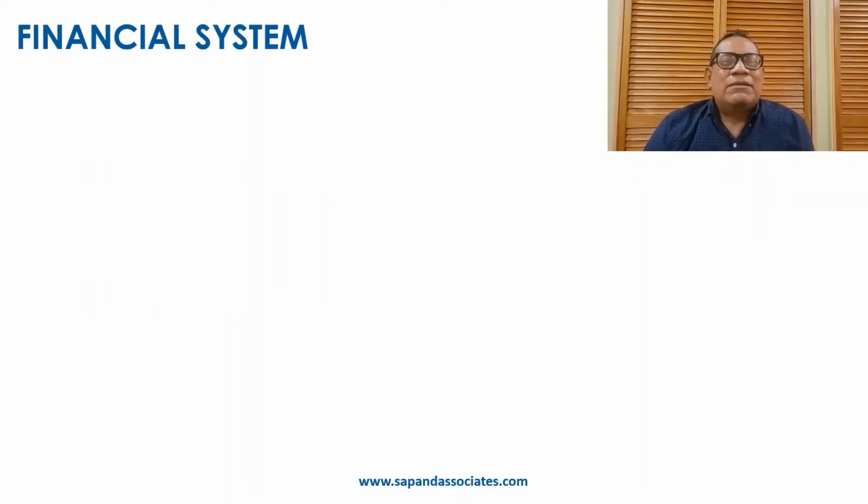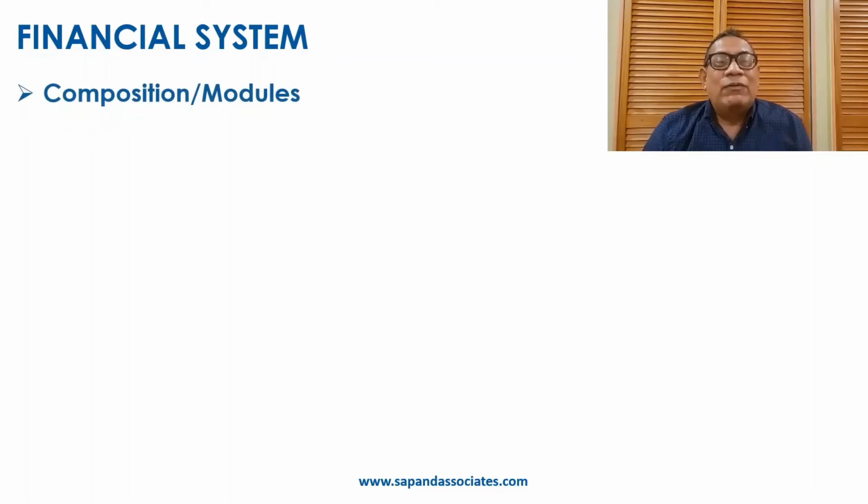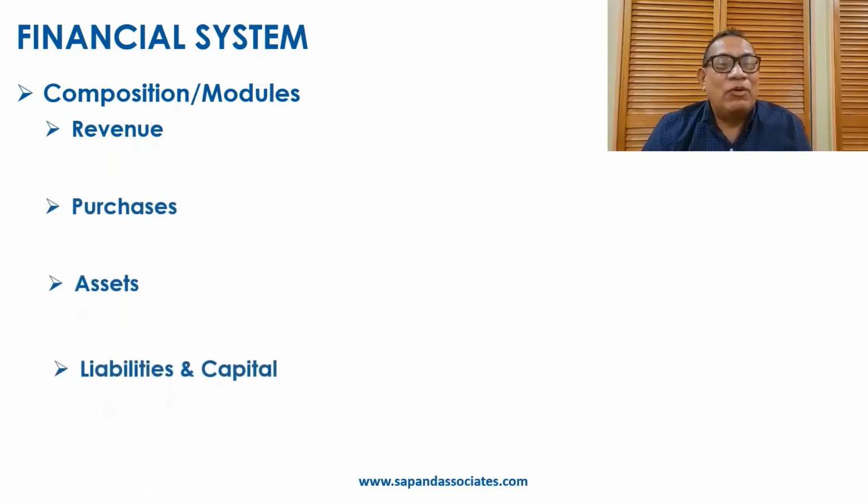Financial systems are comprised of what are described as modules, and those who are familiar with this would recognize revenue, purchases, assets, liabilities, and those are the main modules. So, but in between those, there are some other modules, but we won't get into all of that discussion. And this is a basic and elementary discussion. But I'll just give you some examples.